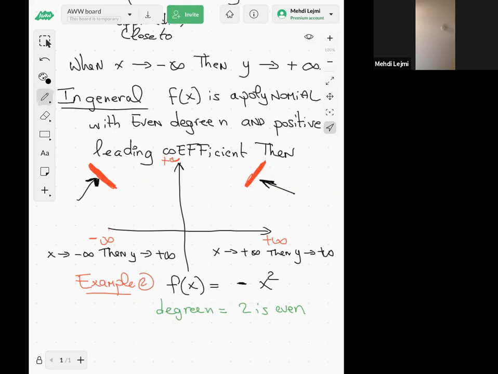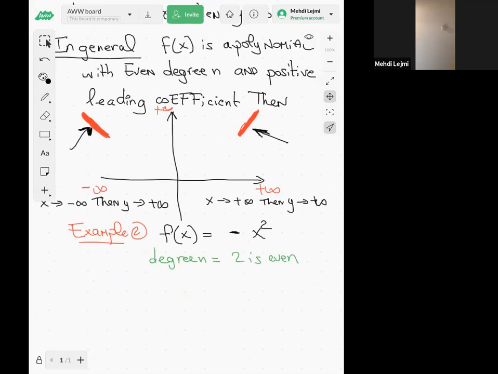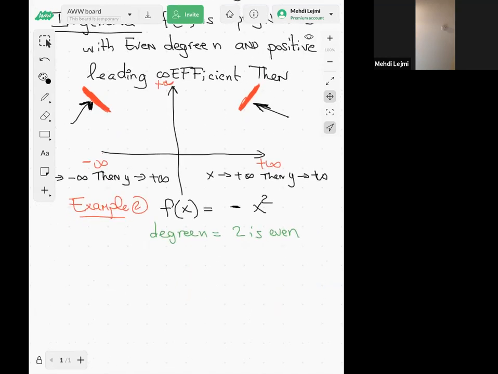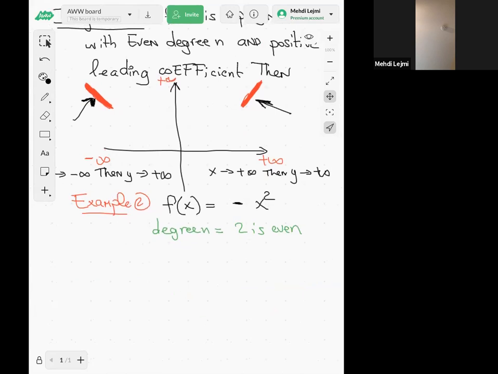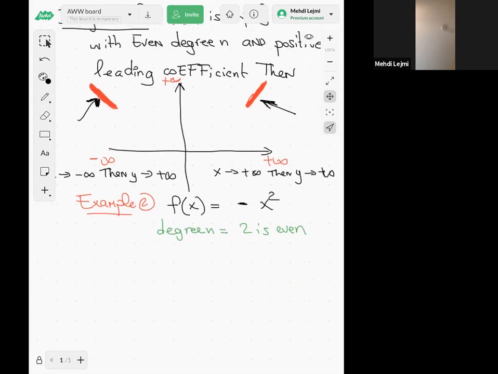Okay. Now, for negative x squared, the degree is 2, which is even, of course, and the leading coefficient is -1, which is negative, right? So then the graph of negative x squared, this is a graph of negative x squared.